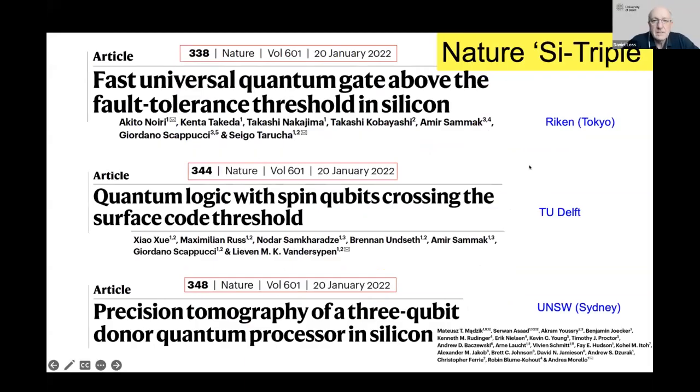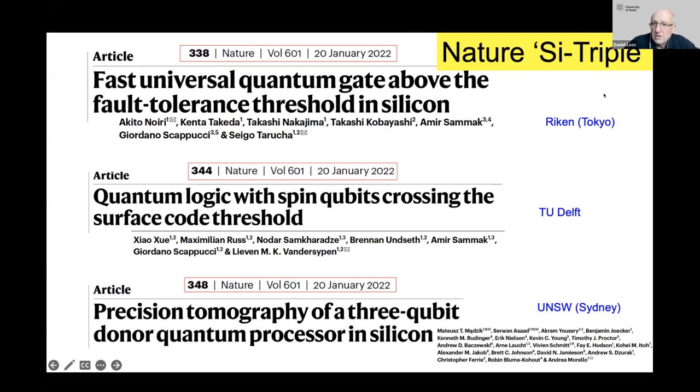Coming back to silicon and spin qubits, just this year in the Nature issue in the beginning of the year, there was one issue where we had 3 papers on silicon spin qubits. I should just mention briefly the group in Riken, Seigo Tarucha's group, where they showed universal quantum gates above the fault tolerance threshold in silicon. And then another very important paper from Lieven Vandersypen's group from Delft in the Netherlands, where they also demonstrated crossing the surface code threshold. And then from Sydney, UNSW, by the group of Andrea Morello and Andrew Dzurak, where they also had very high precision tomography of a 3-qubit donor processor in silicon.